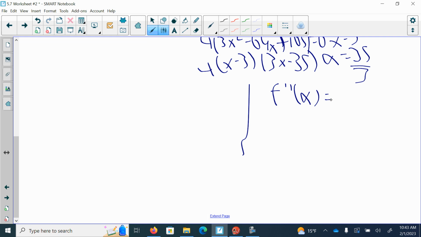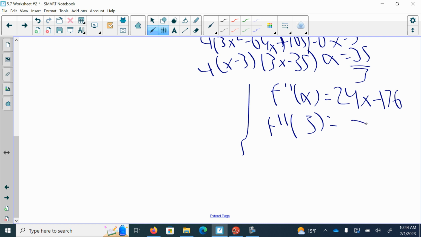Oh! What should the critical numbers be? 3 and 35 over 3. So now he's doing the second derivative because one is probably going to be the max, one is probably going to be the min. Does that make sense? Sure. So he's doing the second derivative and he's going to test 3 and he's going to test 35 over 3.